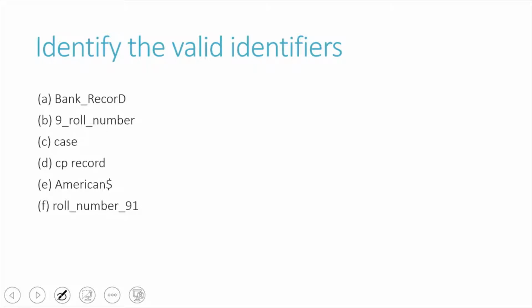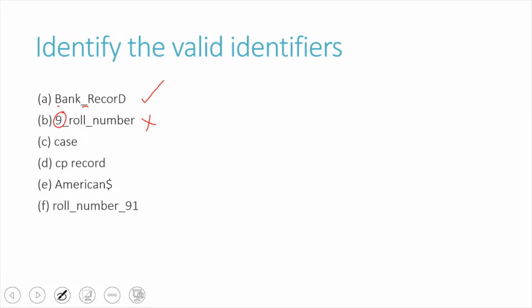Let us identify which are the valid identifiers among them. So let's see some examples. The first one is bank underscore record. This is a valid identifier because it starts with a letter and it also has an underscore, which is permitted. Next one is 9 underscore roll underscore number. It starts with a number, which is not permitted. So this is not possible.